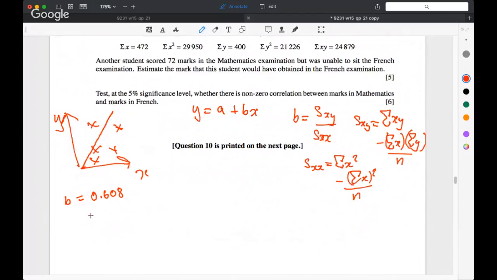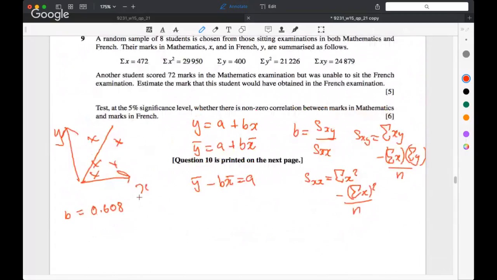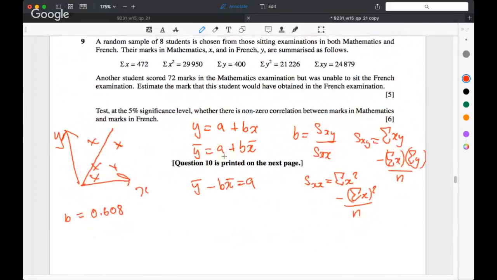And then you want to figure out A. A is much easier to figure out because you can sort of just look at it and say, if I average everything here, then I just get A by doing that. So once you have B, A is really easy to get. We have the sum of the Y values and the sum of the X values, so we just need to divide by 8 to get the averages and plug those in.